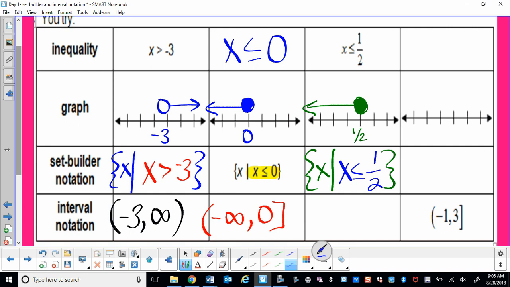All right, my interval notation. I'm coming from -infinity. I'm stopping at 1/2. -infinity gets a parenthesis or a bracket? And what about 1/2? Bracket.